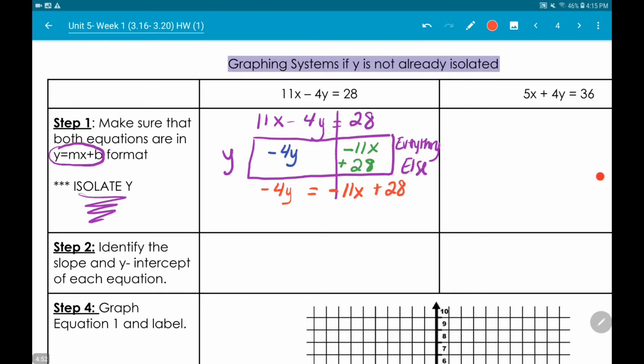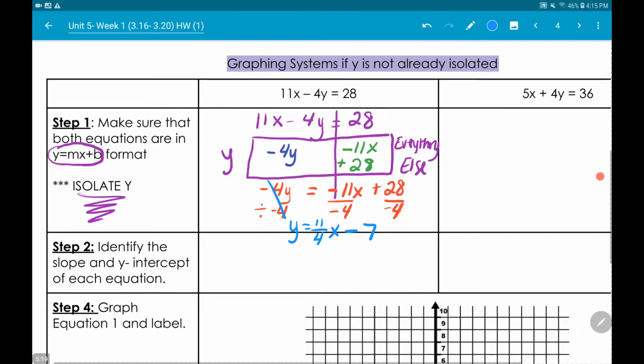Remember, they cannot be combined. They are not like terms. And now we're going to divide by negative 4, divide by negative 4, divide by negative 4. Our equation is y equals 11 over 4x minus 7.